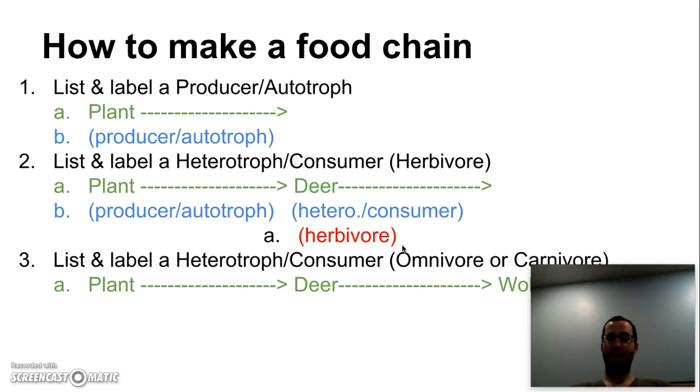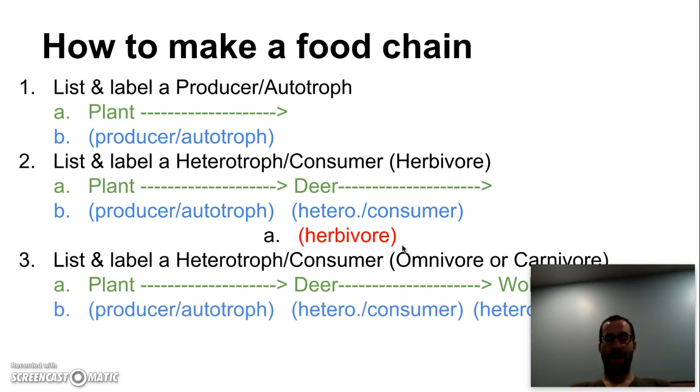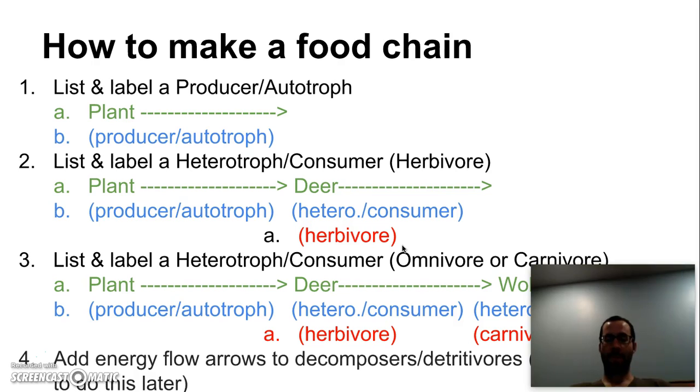In this instance, I chose the carnivore of a wolf. And here we see again, I add in that plants are producer autotrophs, and wolves are both heterotroph consumers, while deer are herbivore heterotroph consumers, and wolves are carnivore heterotroph consumers because they only eat animals, they only eat meat. Lastly, you should add in the decomposers, detritivores, but you'll do this later on, hopefully, when you're making your own food chains at the end of this slideshow.